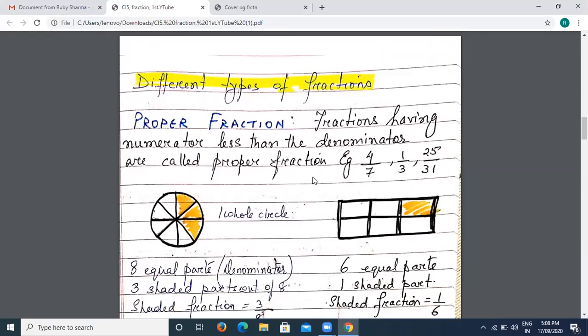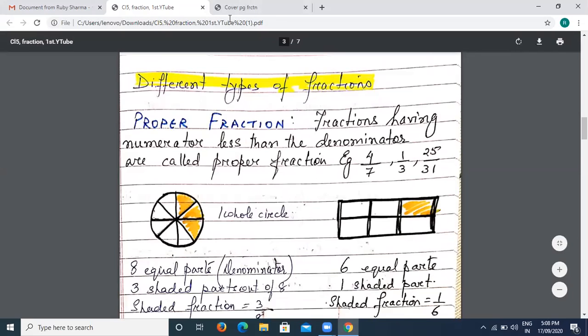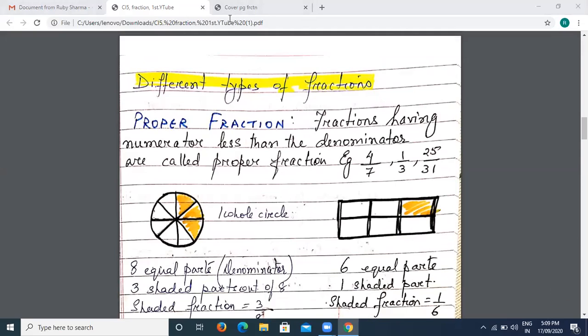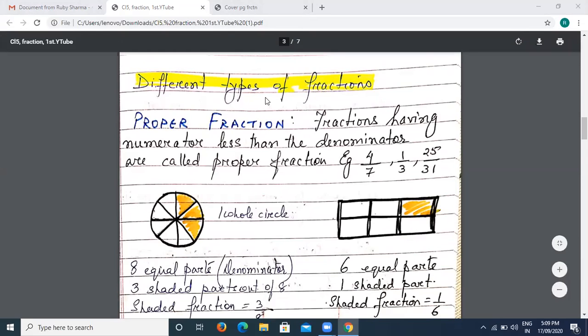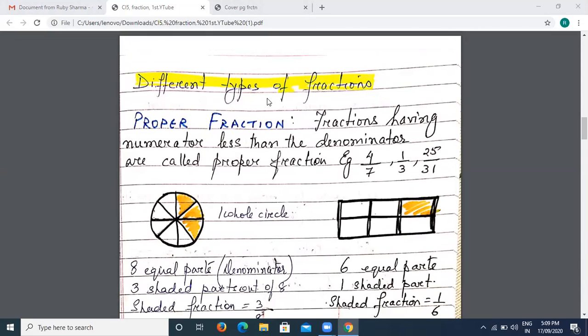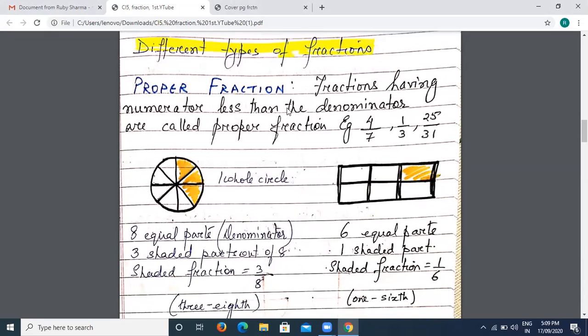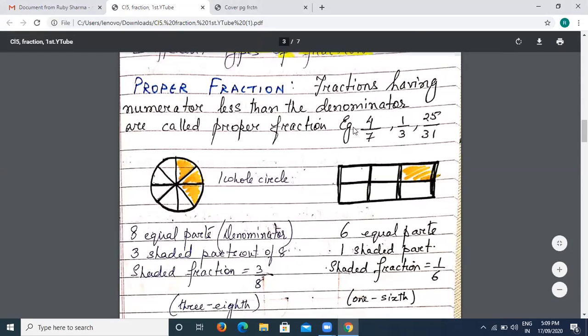Now we have different types of fractions. So first let us talk about proper fraction. You have to learn the definition also, children. Fractions having numerator less than the denominator. So these are fractions which satisfy this definition and they are called proper fractions.